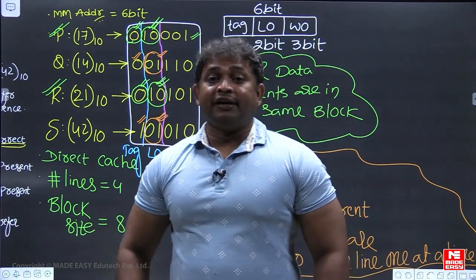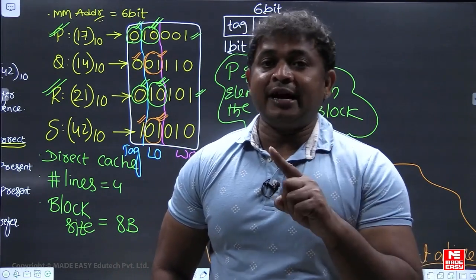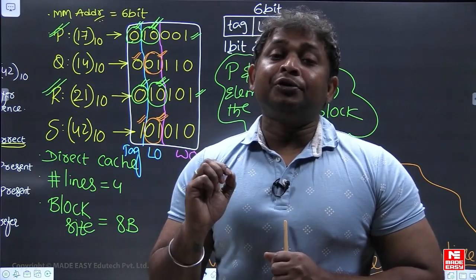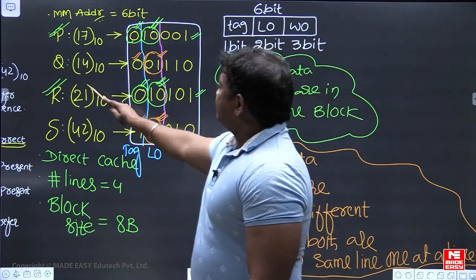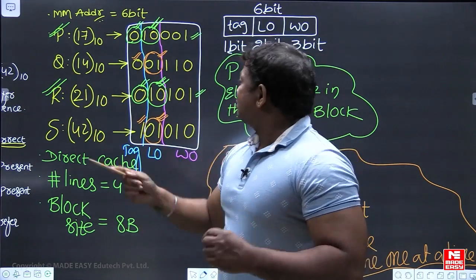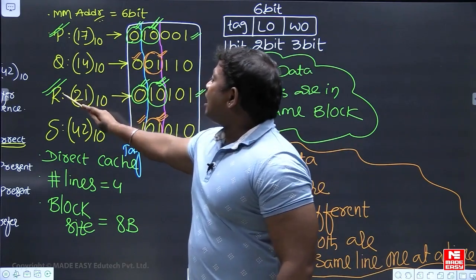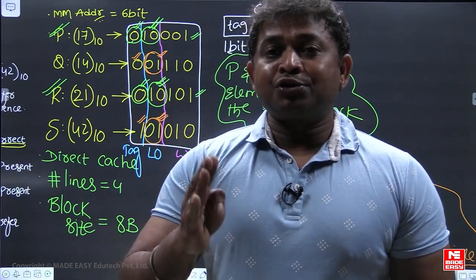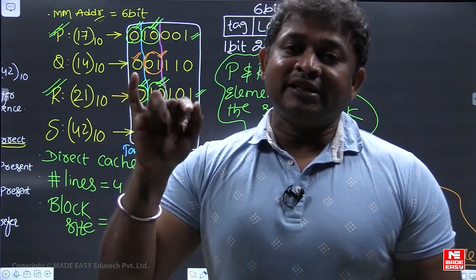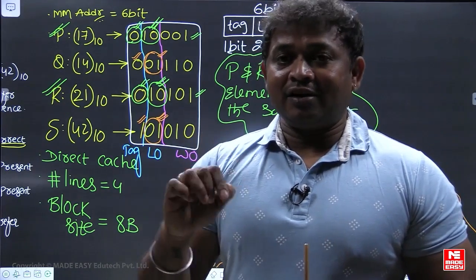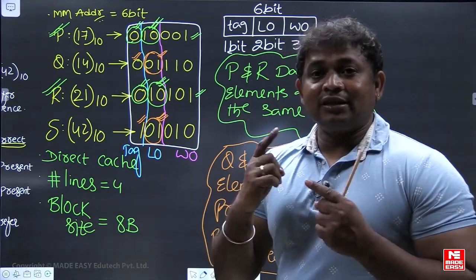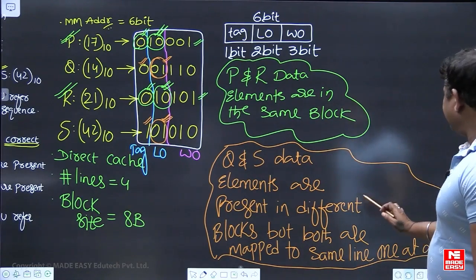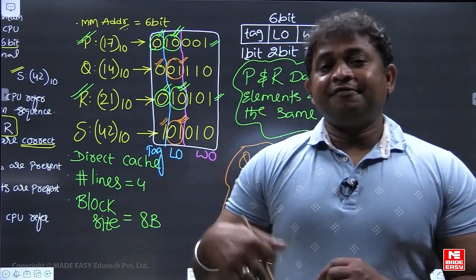The line offset is the same but the tag is different, so they are different blocks, but both are mapped into the same line. One is replaced by another. What does that mean? Thrashing may be possible when the CPU refers to Q and S continuously, in line 1. When the CPU refers to P and R continuously, there is no thrashing, because P and R are present in the same block. Once the block is copied, P and R remain in the same block. So thrashing occurs in this program only when the CPU refers to Q and S frequently. This is the information we realized after decoding the question data.